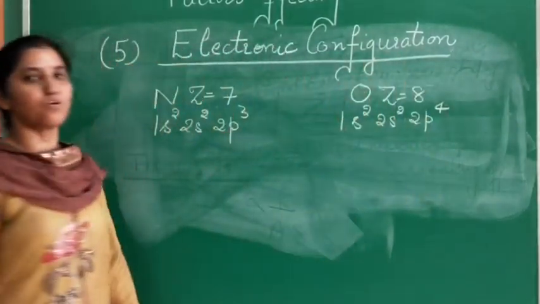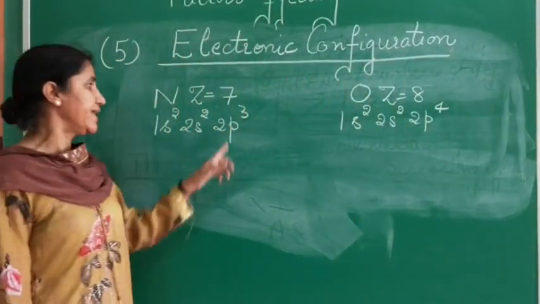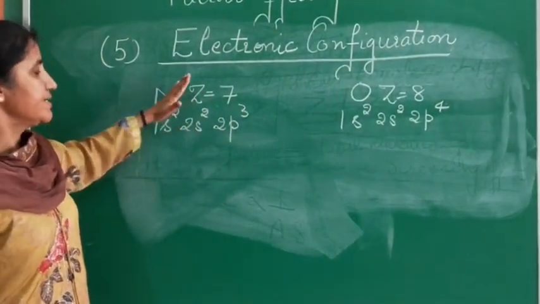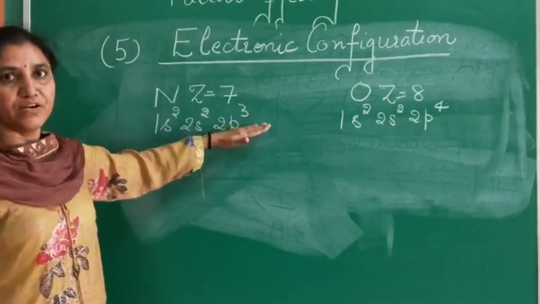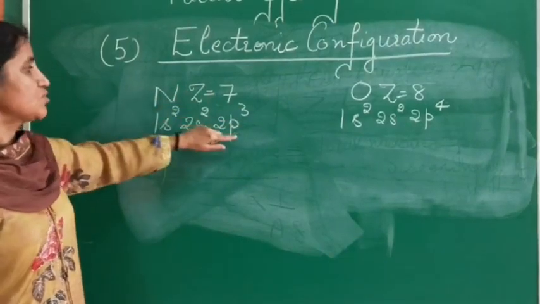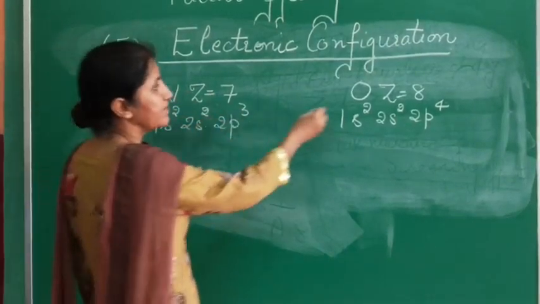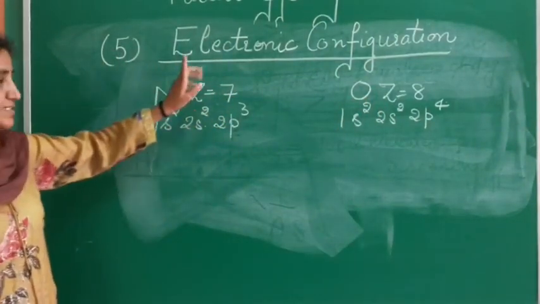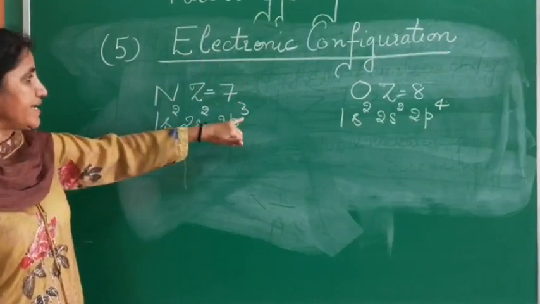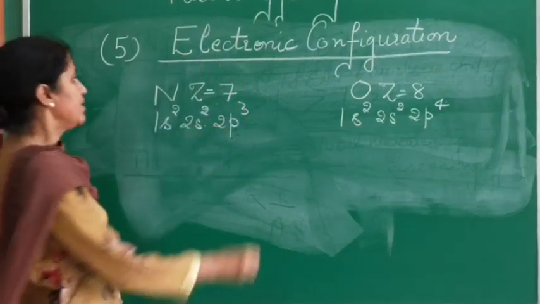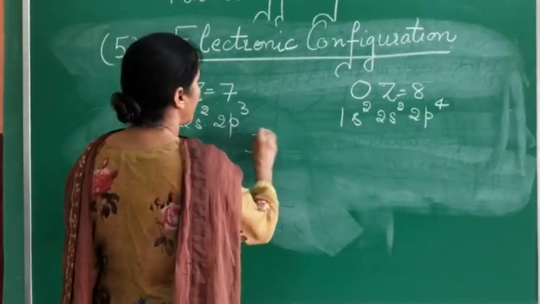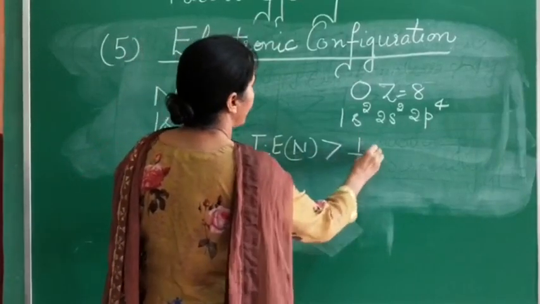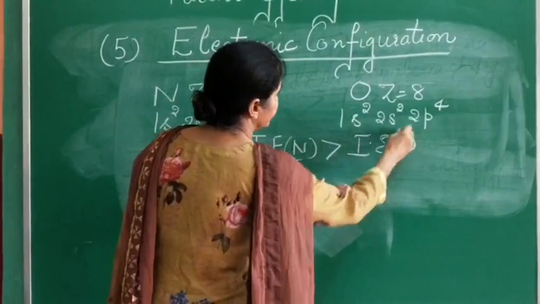Now, the maximum number of electrons that can be accommodated in the p orbital is 6. In the nitrogen case, the p subshell has exactly half-filled configuration, and this configuration is more stable than oxygen's. So more ionization energy is required if we have to remove the electron from the p subshell. So the ionization energy of nitrogen is more than that of oxygen.